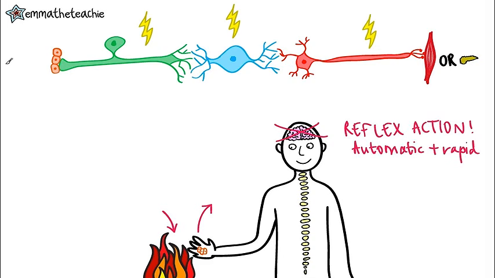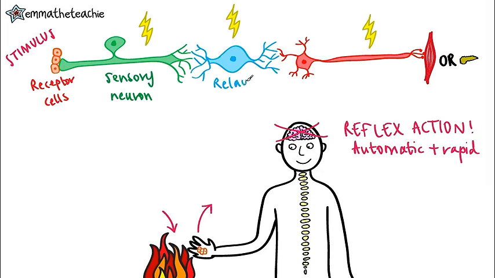But the main steps are the same as other nervous system responses. Pause and see if you can name each part in this sequence. Okay, so we start with receptor cells, then the sensory neuron, the relay neuron, the motor neuron, the effectors, and finally, the response. If you need to recap this, go back to my nervous system video.